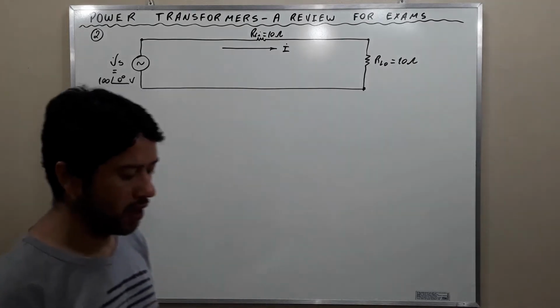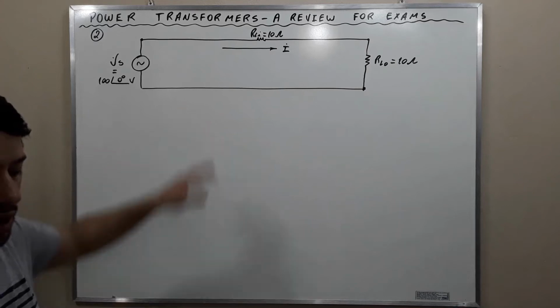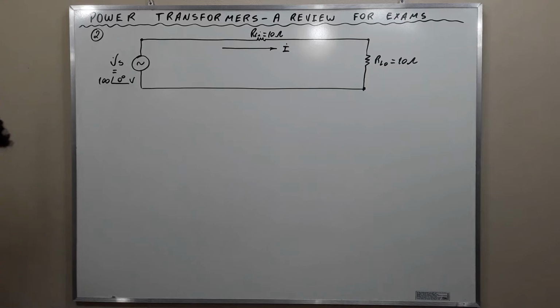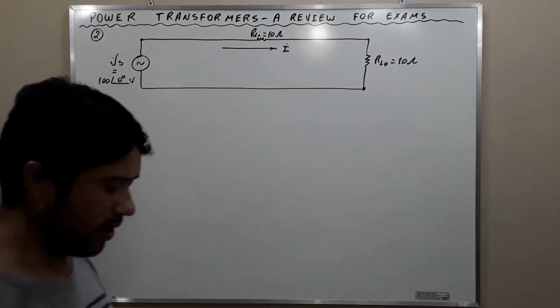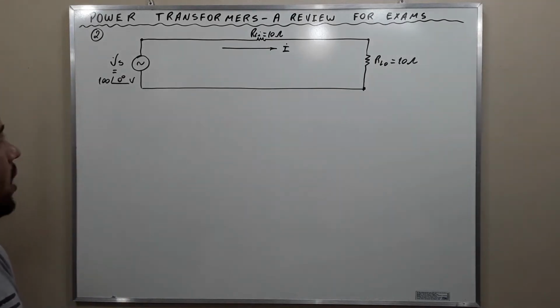Exercise number 2. For the circuit of the figure, calculate the percentage of the generated power lost in transmission with no transformers in the circuit and when 10 to 1 ideal transformers are used. Okay, my friends, this is exercise number 2. Let's go to the solution. Letter A, without transformers.